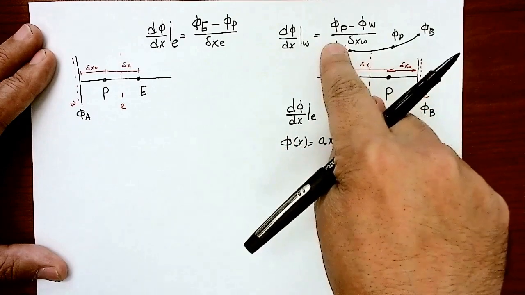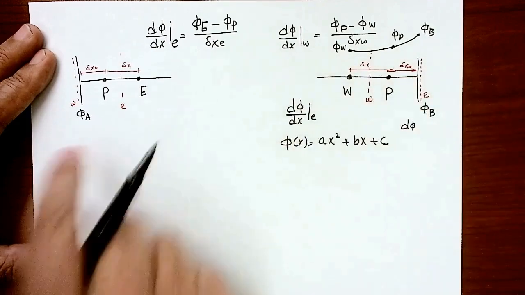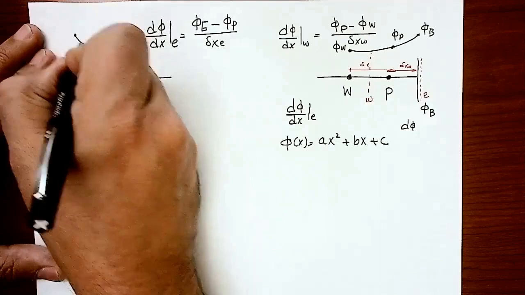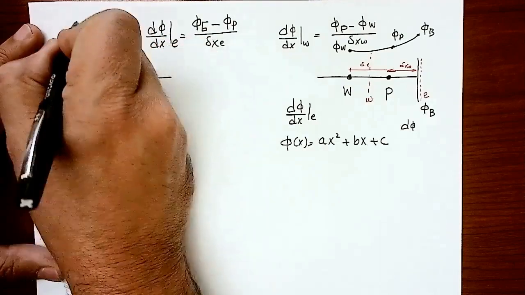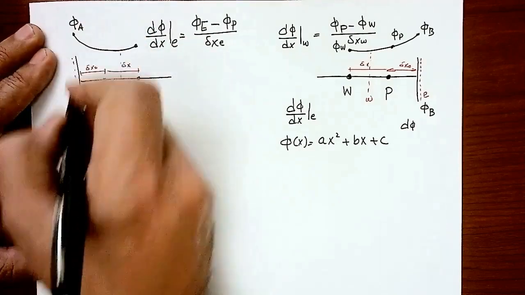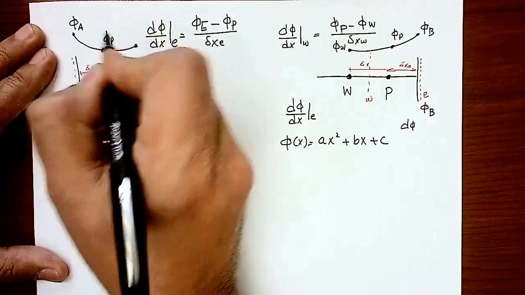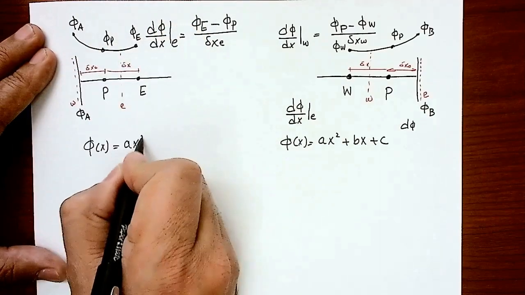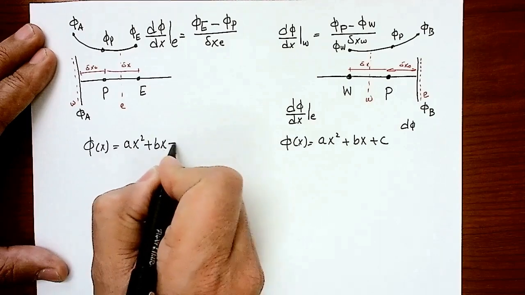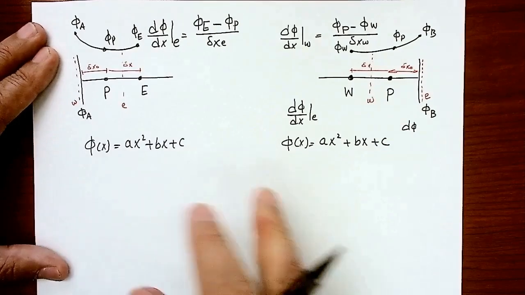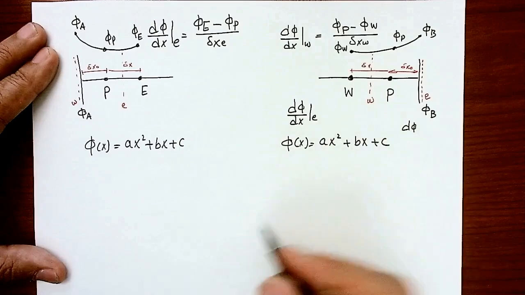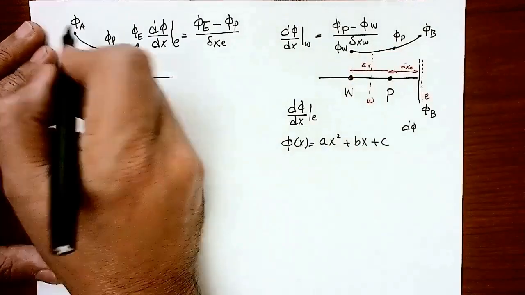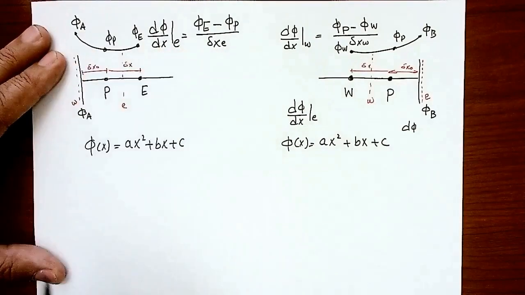I couldn't use the linear approximation because of delta x node. In this case, I will also derive the quadratic equation between three points, which is phi A, which is a boundary condition, phi P, and phi east. So now I will get ax squared plus bx plus c. I'm doing them side by side so you can understand what we are doing. Here, I'm going to use phi B, phi P, and phi W. Here, I'm going to use phi A, phi P, and phi E.